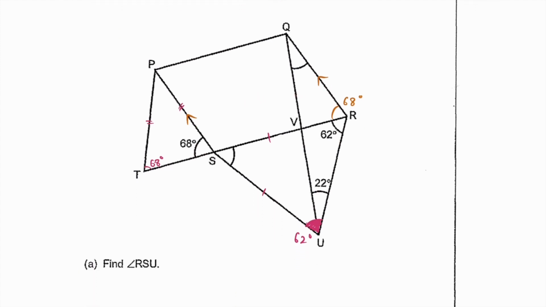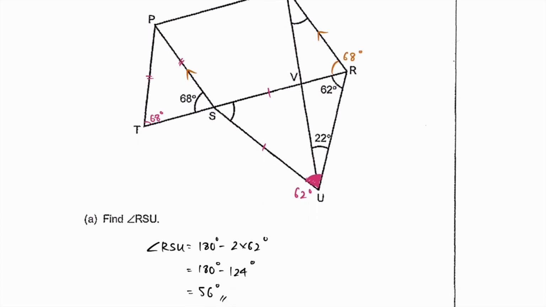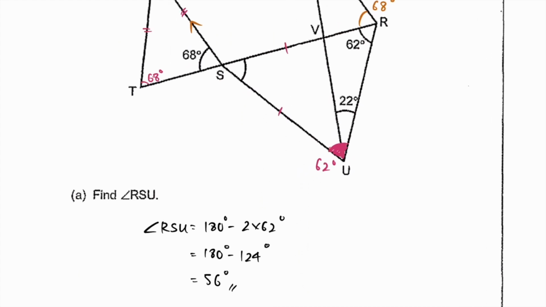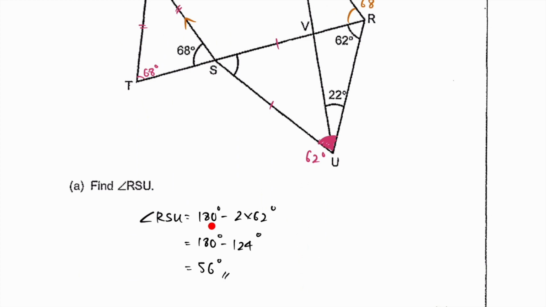Let's look at the first part, shall we? Find RSU, which is this angle right there. So what we can do is to say, all right, so RSU is this within this triangle. I've got 62 here and 62 here as the base angles. Well, in a triangle, the sum is 180, so minus 2 62s is what we're going to do. We get 56 for the answer.